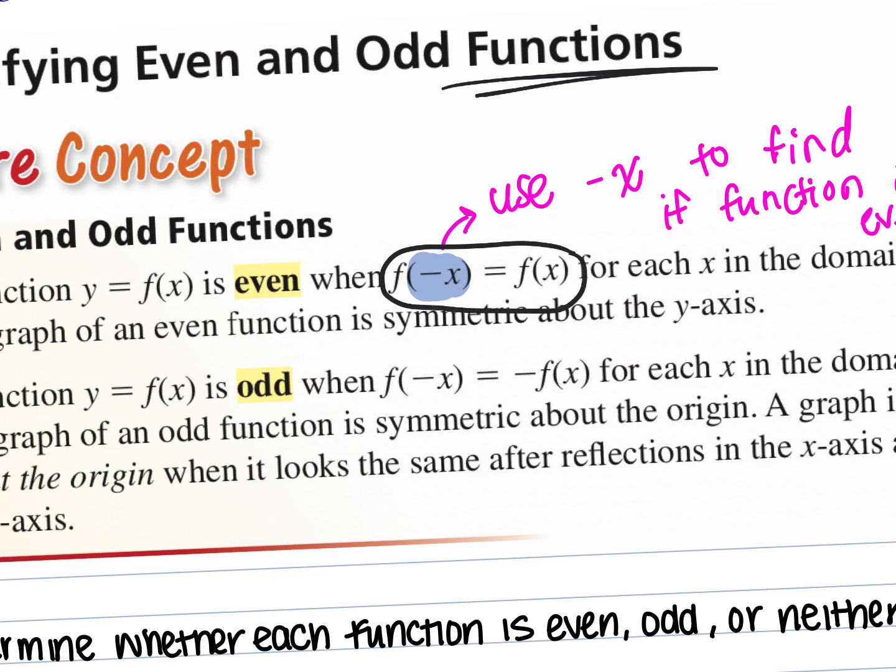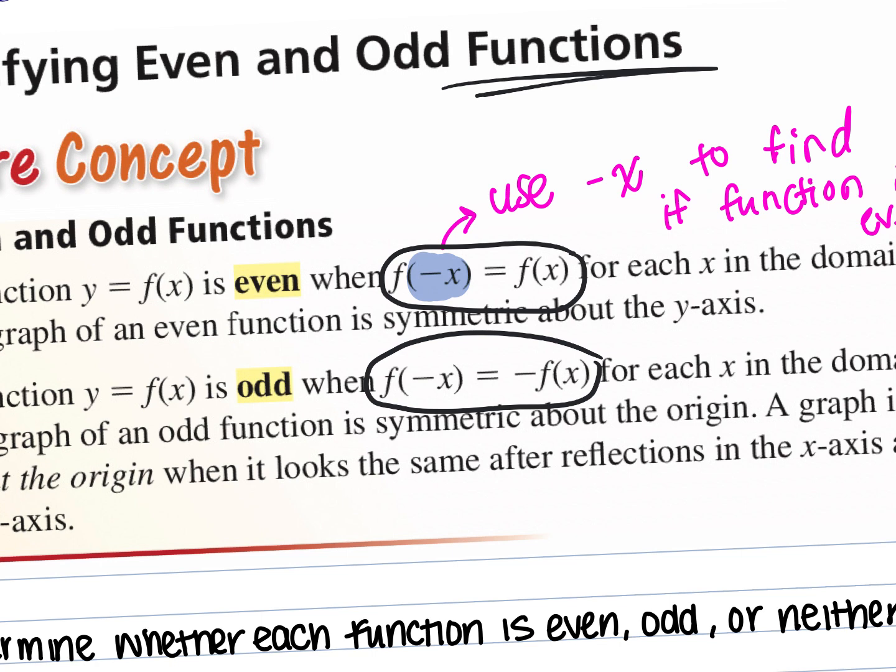Now, in odd functions, when you plug in negative x, you do not get the exact same function. You get the negative version of that function. So the entire function turns negative. In other words, if there were 3 terms in that function, all 3 of them would change signs. If there was 1 term in the function, that 1 term would change signs.